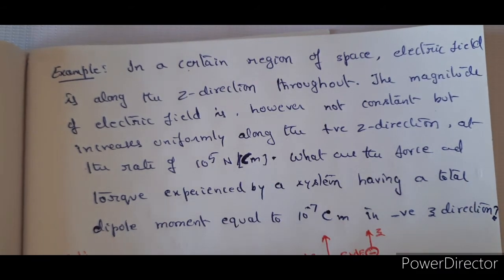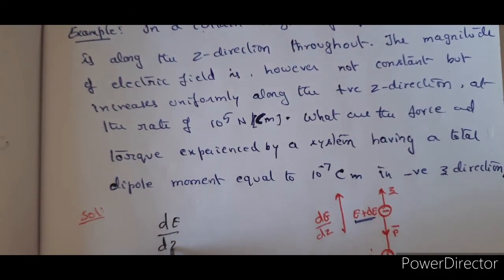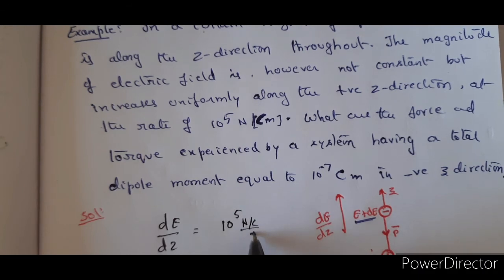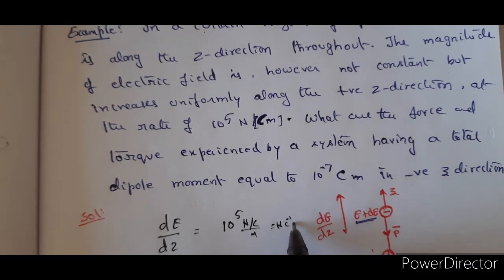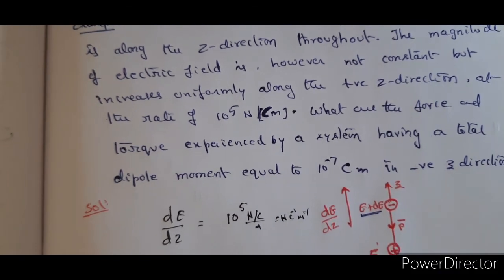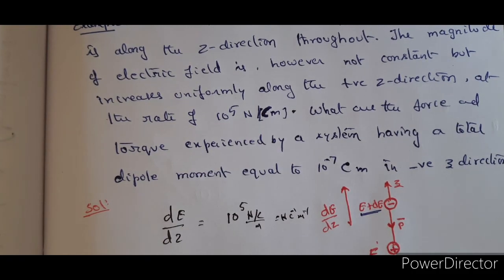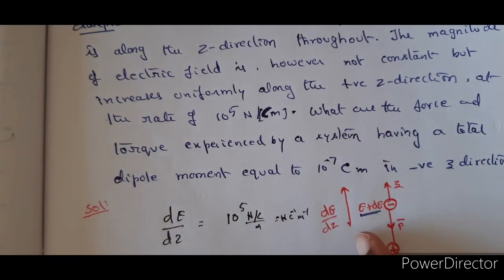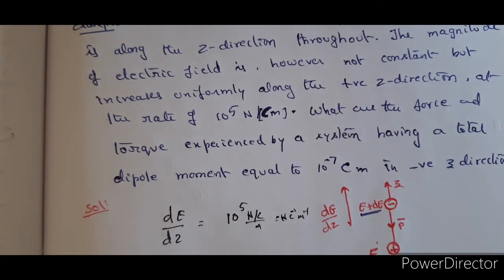As we read the problem, we should understand what is given to us. dE by dz is given to be 10 power 5 Newton per Coulomb per meter, or rather we can write it as Newton Coulomb inverse meter inverse. That means how the electric field strength in the z direction is changing. That means the electric field gradient is given in this direction.